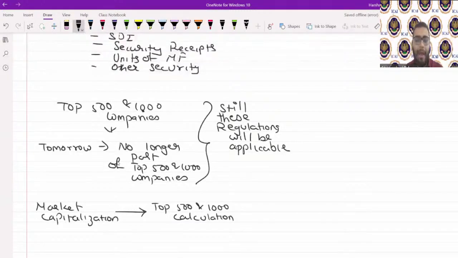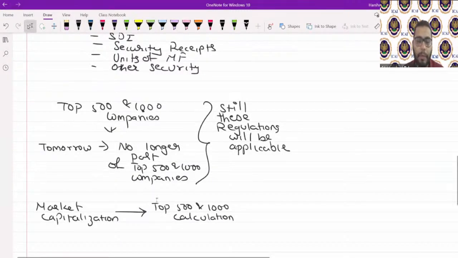Okay. Why? Reason because there is an amendment which talks about the provisions of these regulations becoming applicable to listed entities on the basis of market capitalization criteria shall continue to apply to such entities even if they fall below the threshold. Now, if these regulations were applicable to you when you were in the top 500 or top 1,000 companies, they will still apply to you if you are now not part of top 500 or top 1,000 companies.